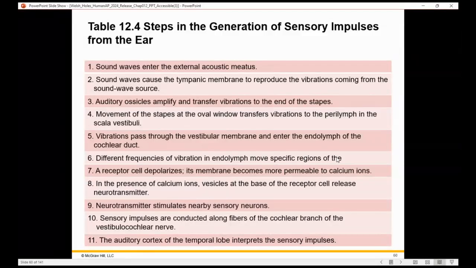The different frequencies of vibration in the endolymph move specific regions. A receptor cell depolarizes and its membrane becomes more permeable to calcium ions. In the presence of calcium ions, the vesicles at the base of the receptor cells release neurotransmitter. The neurotransmitter then stimulates the nearby sensory neurons. The sensory impulses are then conducted along the fibers of the cochlear branch of the vestibulocochlear nerve, and the auditory cortex of the temporal lobe interprets the sensory impulses.